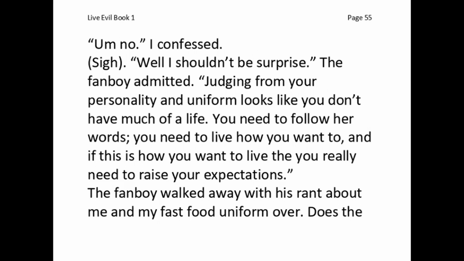"No," I confessed. Sigh. "Well, I shouldn't be surprised," the fanboy admitted. "Judging from your personality and uniform, looks like you don't have much of a life. You need to follow her words. You need to live how you want to. And if this is how you want to live, then you really need to raise your expectations." The fanboy walked away with his rant about me and my fast food uniform over.